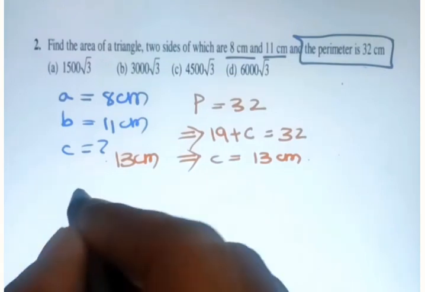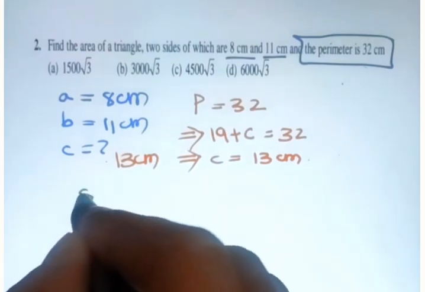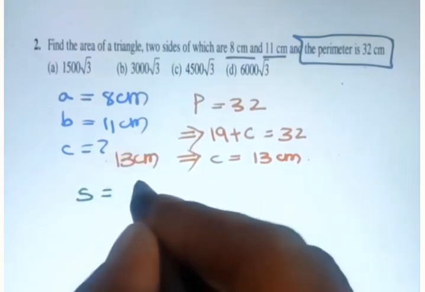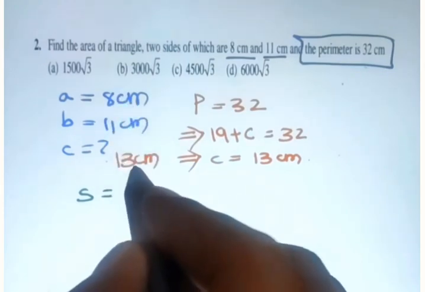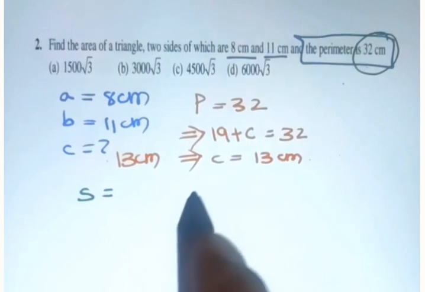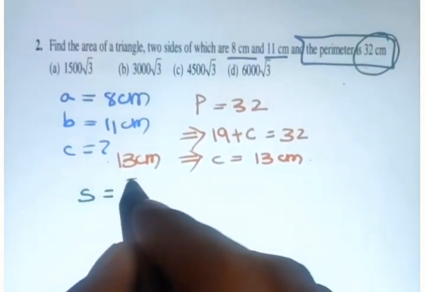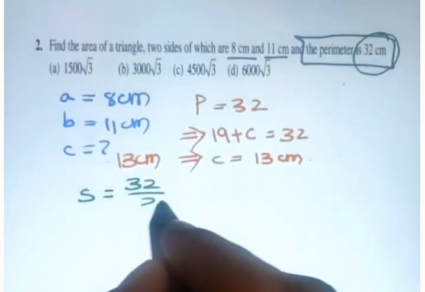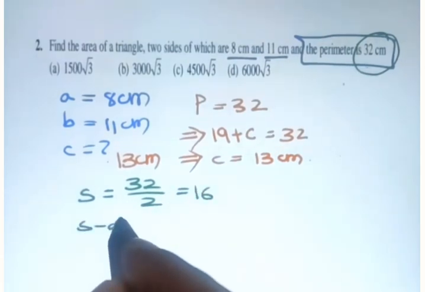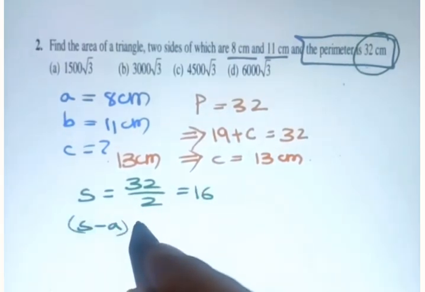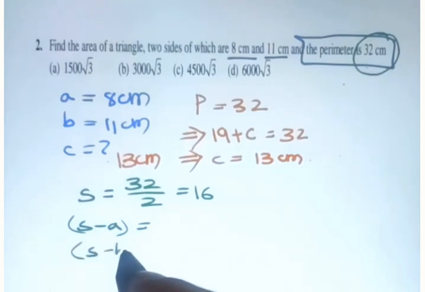Let's use Heron's formula to find out the area. So to apply Heron's formula, at first we need to calculate S, that is the semi-perimeter. Semi-perimeter will be the sum of the three sides divided by 2, and the sum of the three sides will be 32 as the perimeter is already given. So we'll write 32 upon 2 equal to 16. Also let's find out the values of S minus A, S minus B and S minus C.